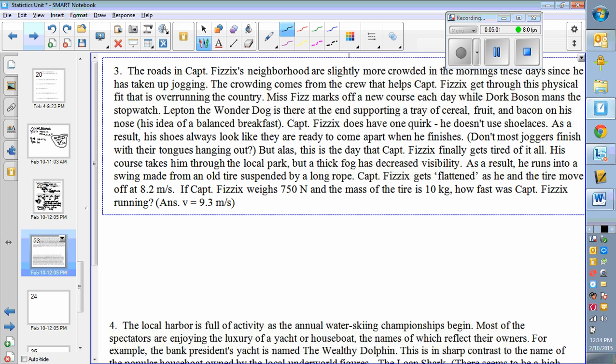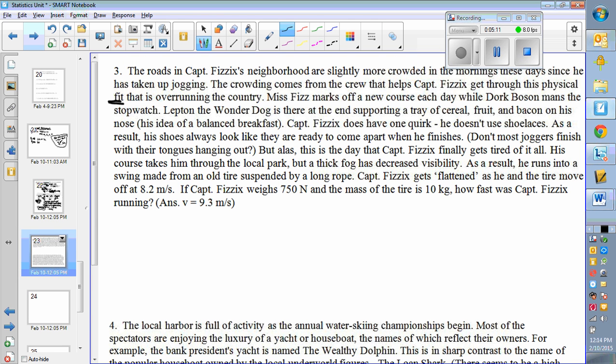Lots of puns in here. This makes this an awesome question. The roads in Captain Physics' neighborhood are slightly more crowded these days since he's taken up jogging. The crowding comes from the crew that helps him get through the physical fit that is overrunning the country. Miss Fizz marks off a new course each day, while Dork Boson mans the stopwatch. Lepton the Wonder Dog is there at the end, supporting a tray of cereal, fruit, and bacon on his nose, a balanced breakfast. And Captain Physics does have one quirk. He doesn't use shoelaces. As a result, his shoes always look like they're ready to come apart, and don't most joggers finish with their tongues hanging out after all.